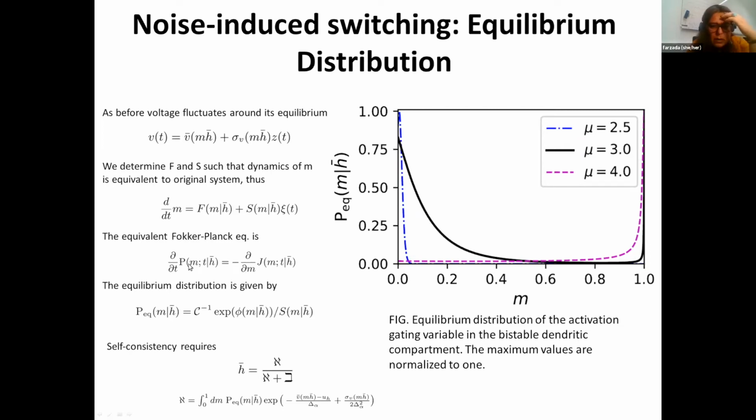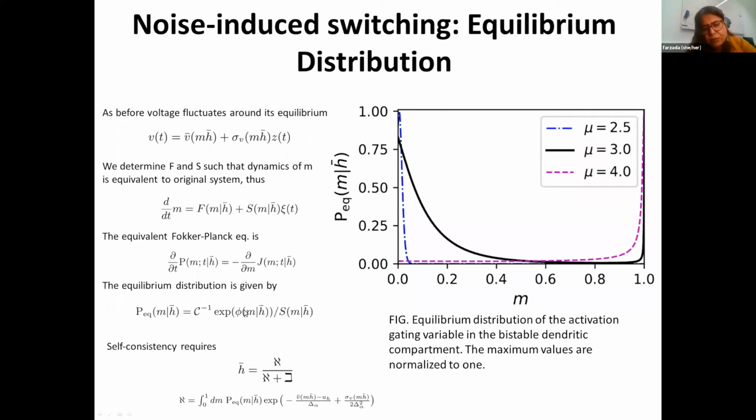Then immediately we can write a typical Fokker-Planck equation for it, which is the evolution of M with the drift and the probability flux of M at time t given H bar, and this immediately gives us the equilibrium distribution for M. And self-consistently we calculate H, because when we have M and the distribution of M, we can immediately calculate the averaging of H and find H bar self-consistently.